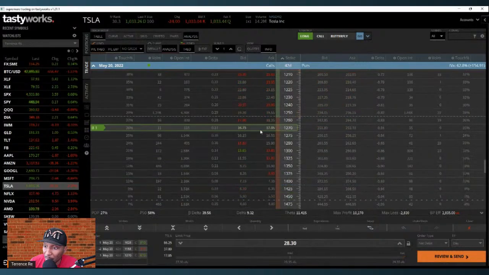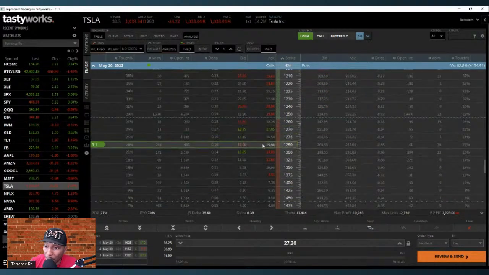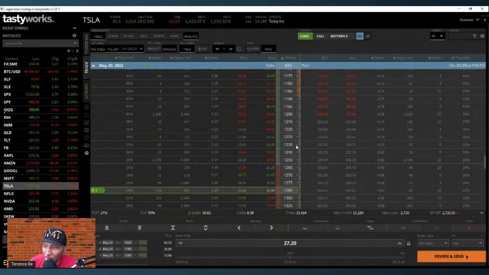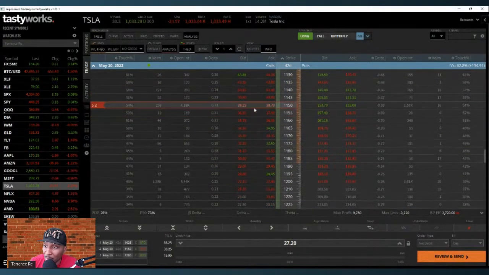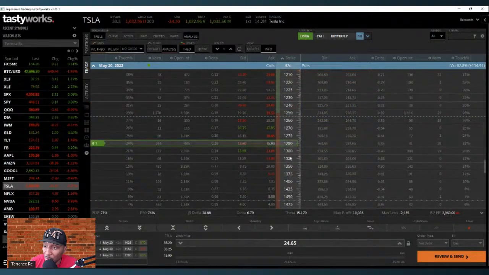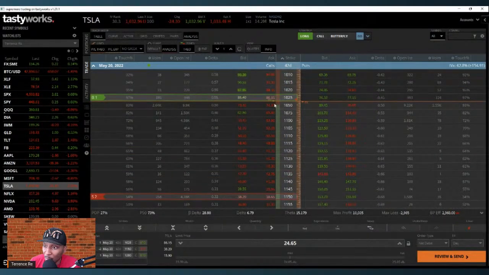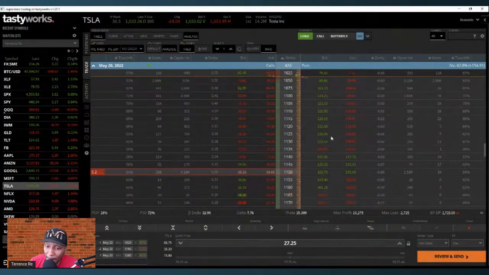Is my math right? We don't have an 1285 strike, so we probably have to do 1280. Let's do this: 1150, 1280. That's 130. So you could do that. This would be an expensive butterfly. It's going to cost you $2,700, right? I'm going to lock it in right here. So it will cost you $2,715 to put this on, as I have it set right here today.